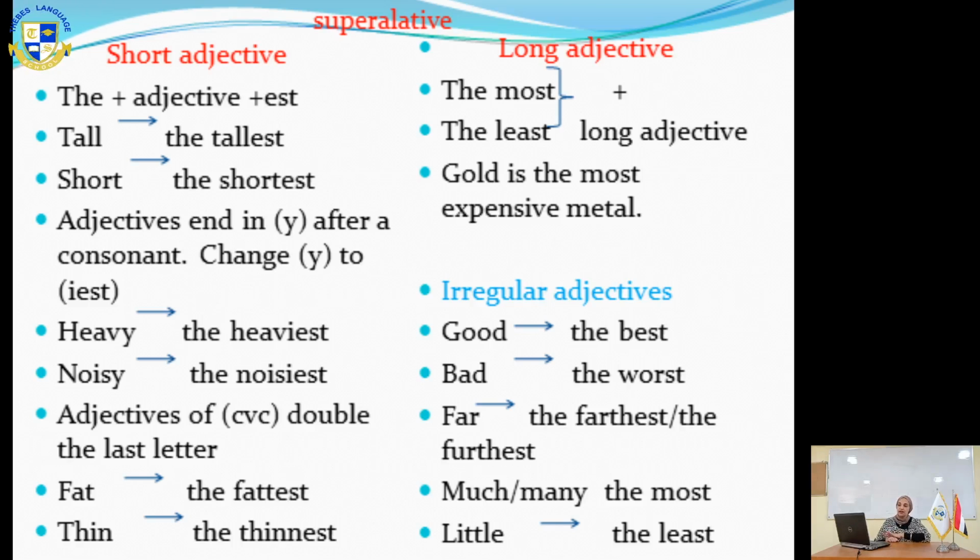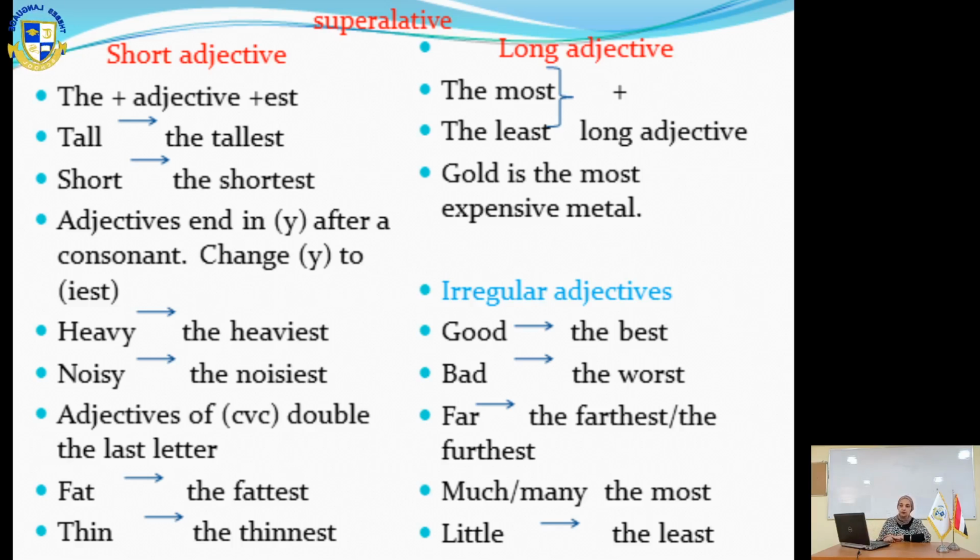We also have our irregular adjectives. Good becomes the best, bad becomes the worst, far becomes the farthest, much or many becomes the most, little becomes the least. For example, when I say, Layla is good, but her sister Mona is better than her, but their brother is the best. So we have three people here. We are comparing between these three people.